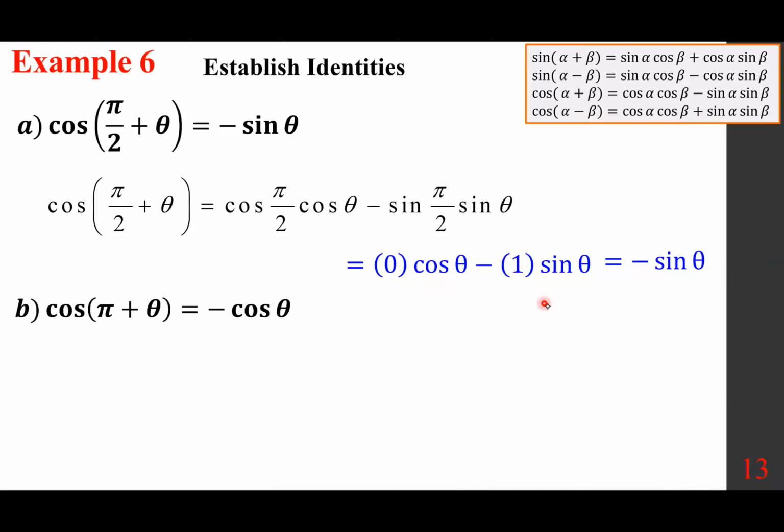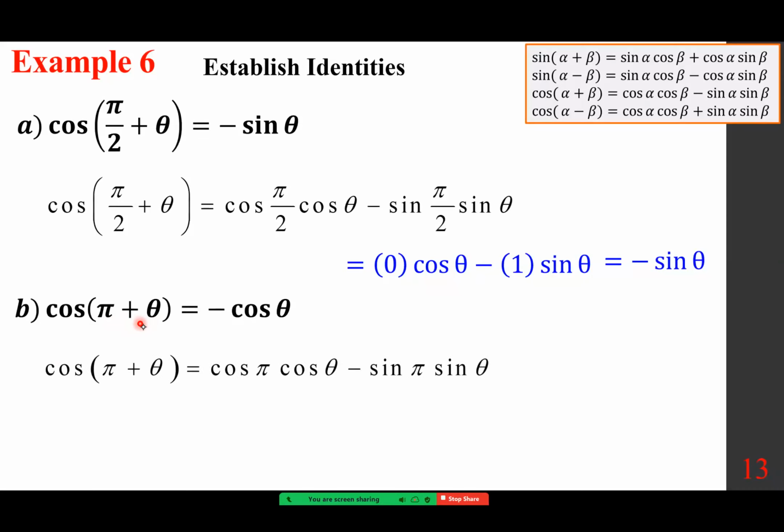We are looking at this example. And again, we start with the left-hand side, everybody. Cosine of pi plus theta is cosine pi cosine theta minus sine pi sine theta, starting with the left-hand side.